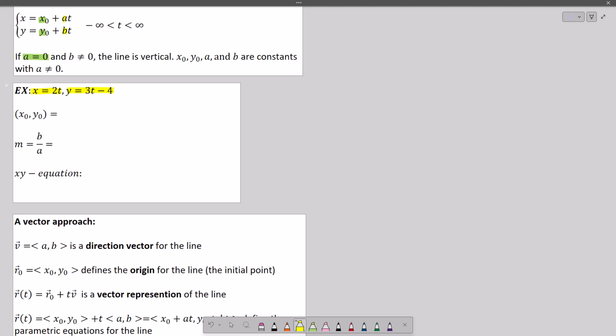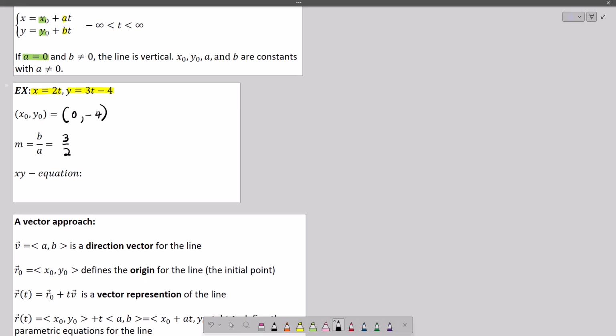So what is x naught and y naught? Those are the initial values for x and y. You just plug in t equals 0 into both of those, and you will get 0, comma, negative 4. So that is the initial point on the line. B over A, we take the coefficients of t. So this b over a, the slope, we essentially are taking the two slopes from the parametric equations and forming one slope. We take the y slope and put it over the x slope. That's going to give us the slope of our line, so 3 divided by 2.